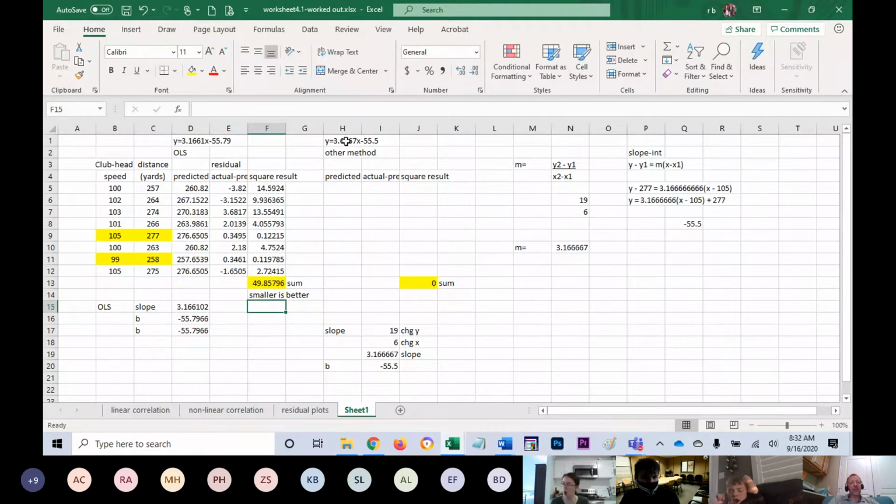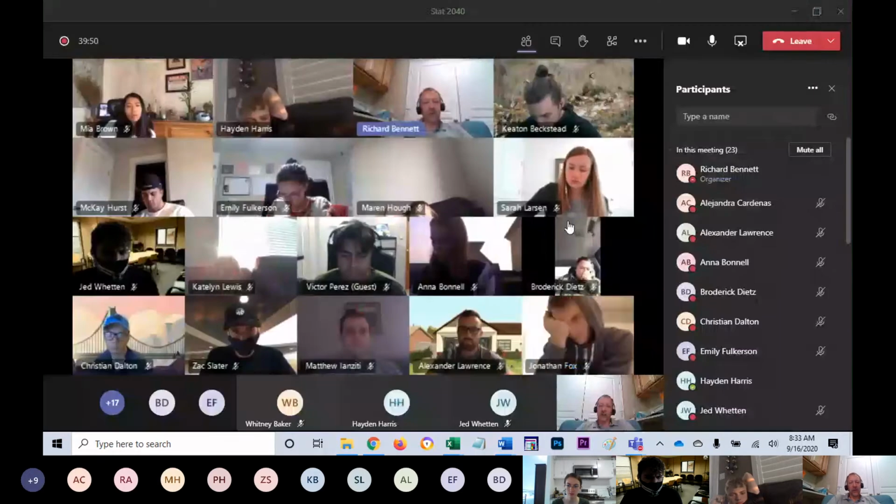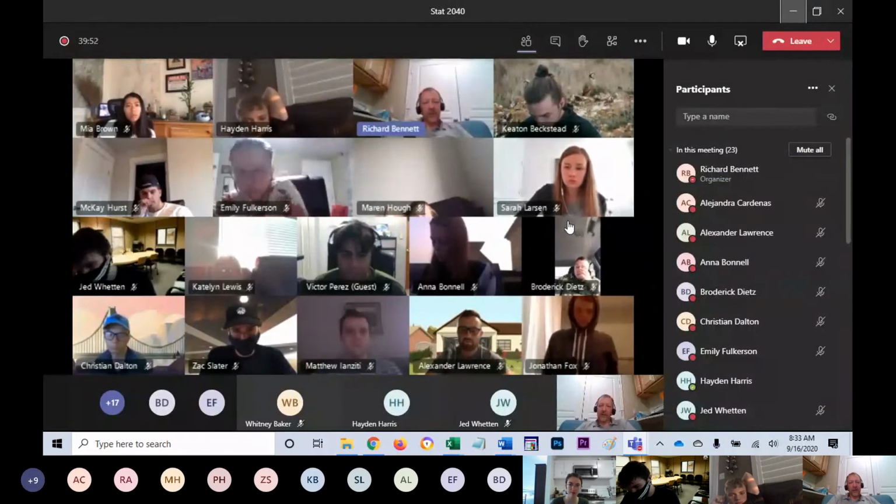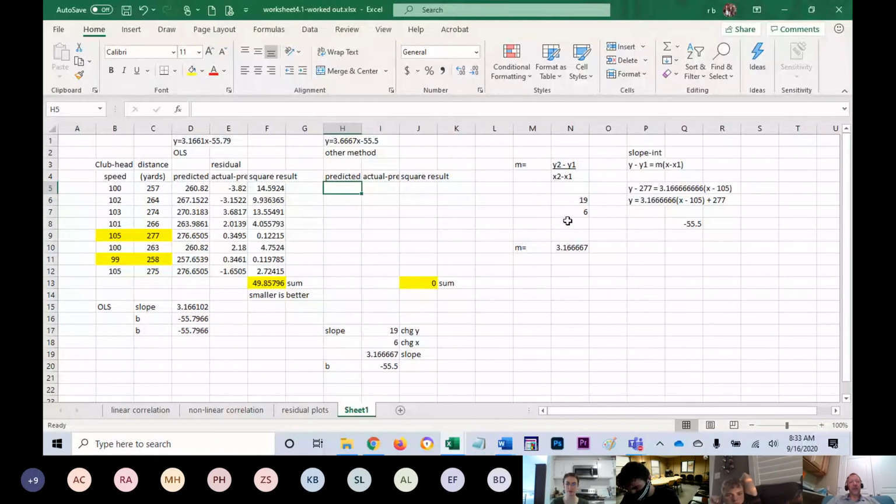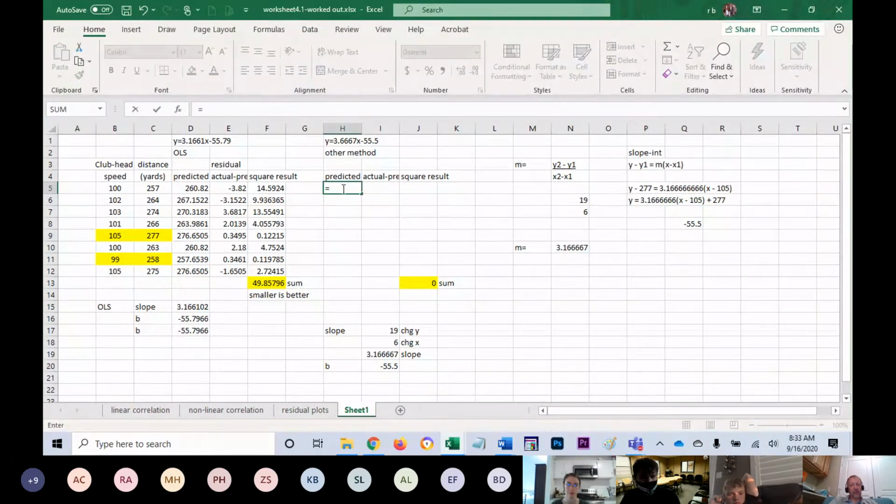Now we're going to do this same thing, what we just did here, and we're going to use the other method that we're used to from college algebra. So let's pick on Caitlin. Caitlin, can you help me do the same thing? We're going to use this equation this time to predict how far the ball should have gone if I hit it 100 miles an hour. Yeah, so you're going to take the 3.667 and times it by 100 and then subtract your 55.5.